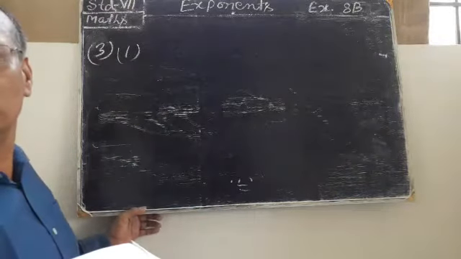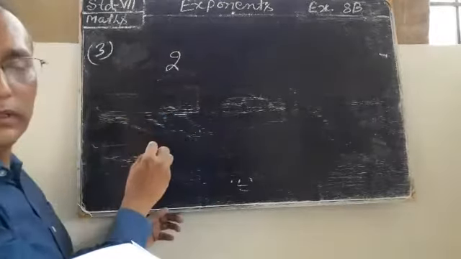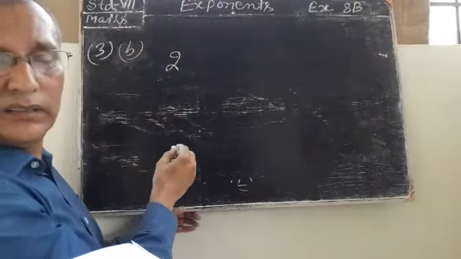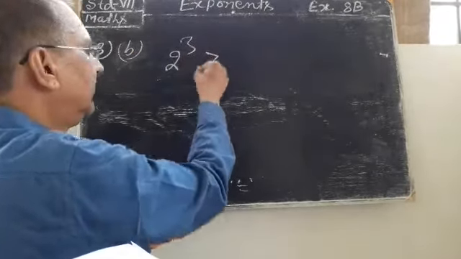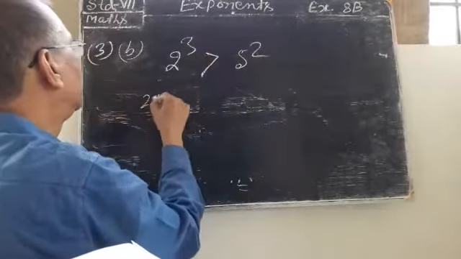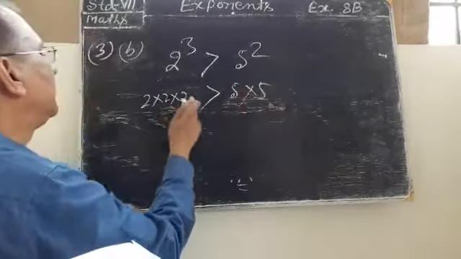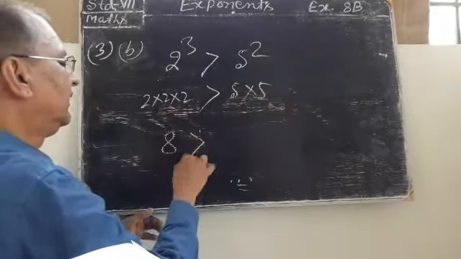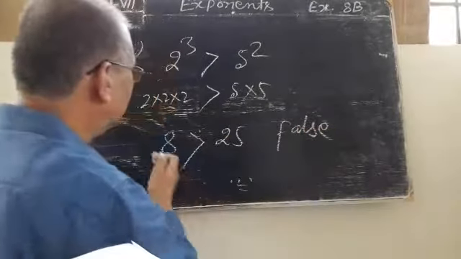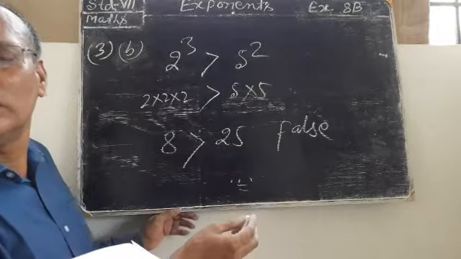Second one is 2 power 3 is greater than 5 power 2. 2 power 3 is 2 into 2 into 2, 5 power 2 is 5 into 5. So simplify, 8 is greater than 25 is a false statement, because 8 is not greater than 25.